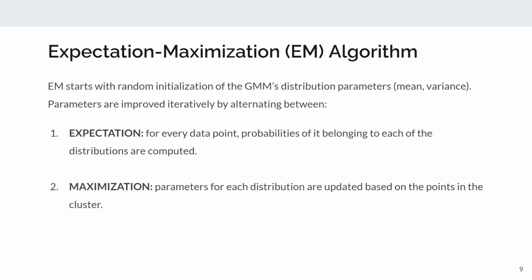And the expectation maximization or EM algorithm, essentially what it does is it starts with random initialization of the GMM's various distribution parameters, the means and the variance values, and then the parameters are improved iteratively by alternating between the expectation and maximization. Expectation means that for every data point, the probabilities of it belonging to each of the distributions are computed, and maximization means that parameters for each distribution are updated based on the points in the cluster.